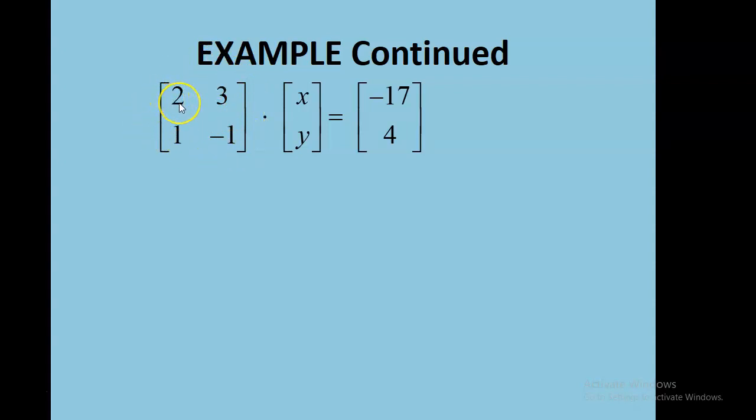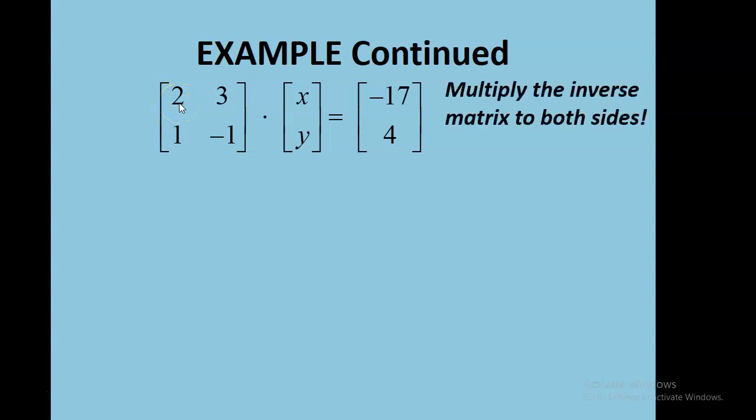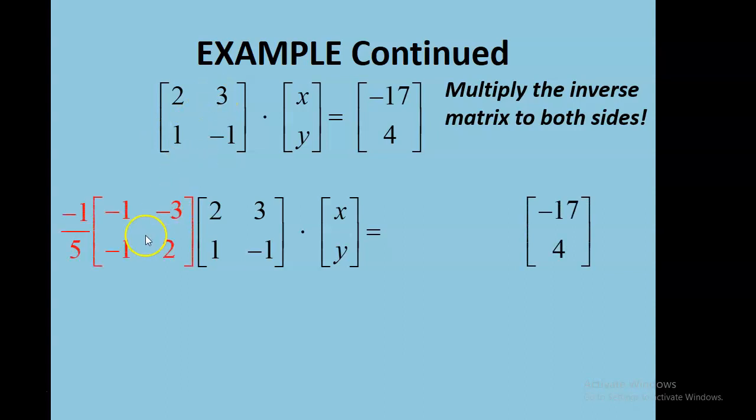So first things first, we've got to find the inverse. So we'll go back to that. We multiply 2 times negative 1 and subtract 1 times 3. So that would be negative 2 minus 3, which is going to give us negative 5 as the determinant. And then we will switch the 2 and negative 1 around and change the signs on 1 and 3. So we get this negative 1/5 times this matrix here, which is the inverse.